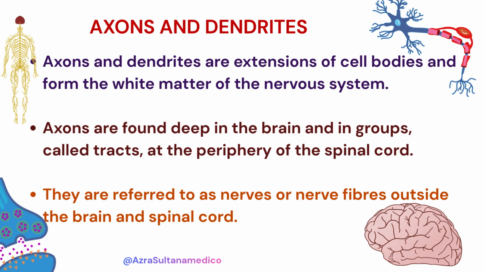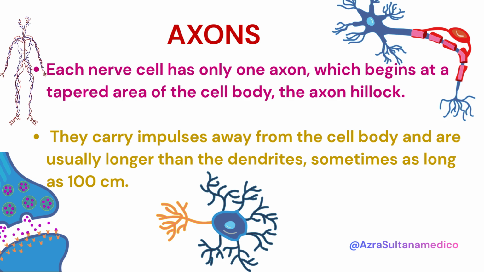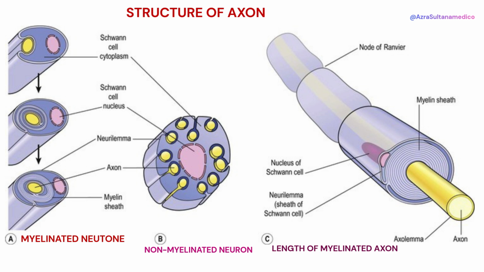Axons and dendrites. Axons and dendrites are extensions of cell bodies and form the white matter of the nervous system. Axons are found deep in the brain and in groups, called tracts, at the periphery of the spinal cord. They are referred to as nerves or nerve fibers outside the brain and spinal cord. Axons. Each nerve cell has only one axon, which begins at a tapered area of the cell body, the axon hillock. They carry impulses away from the cell body and are usually longer than the dendrites, sometimes as long as 100 centimeters. Now, let's understand the structure of the axon.